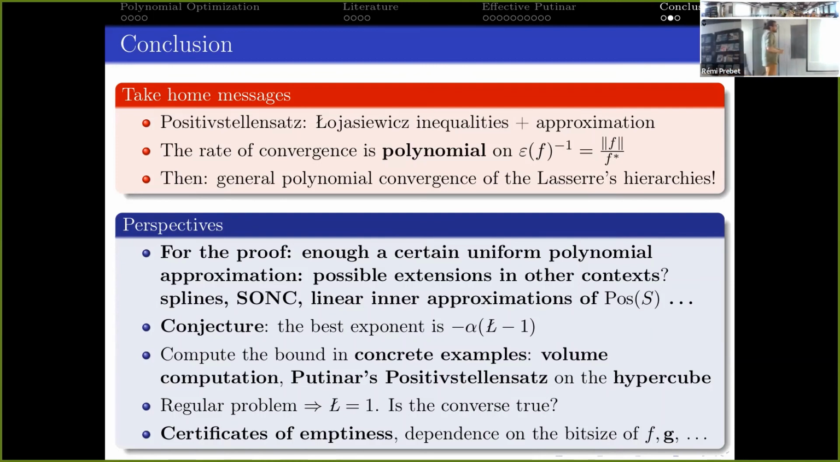And okay, finally, we have proven that if we have a regular problem, then the exponent is 1. We are asking ourselves if the convex case is 2. In the case of convex inequalities, it's true. It is proven in the paper of Pang. But we didn't try to prove the converse also in our case. And finally, these results could be used also to certificate emptiness of semialgebraic-like sets, maybe in the rational case, expressing the bound with a dependence on the bit size of the input polynomials.